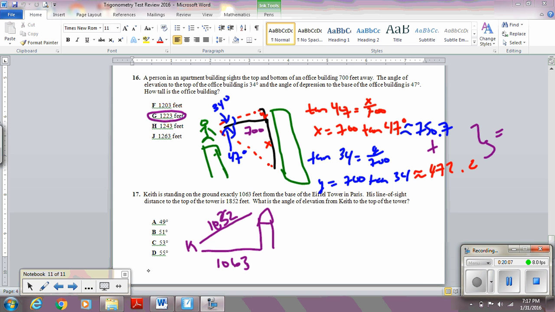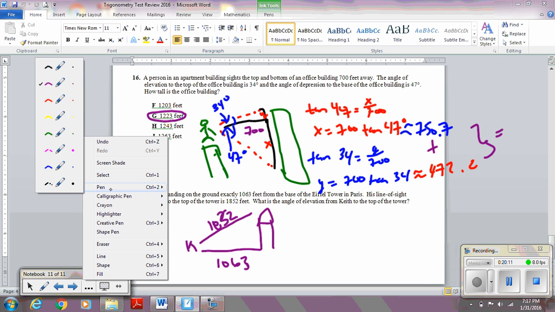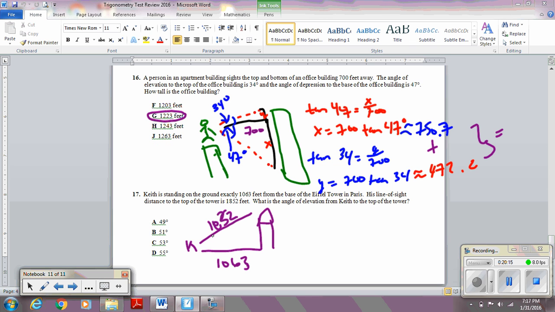Alrighty, so we're looking for the angle of elevation between Keith and the Eiffel Tower. So we're looking for this corner here. That's x. And we have the adjacent side and the hypotenuse, so we use cosine. So the cosine of angle x is equal to adjacent 1063 over hypotenuse 1852.